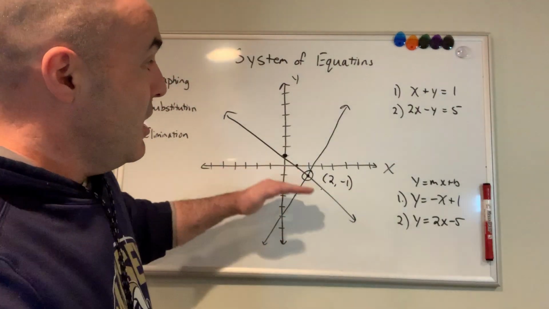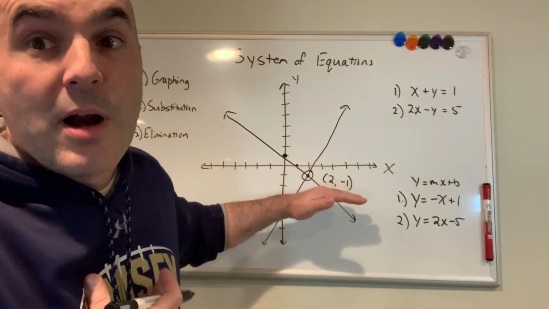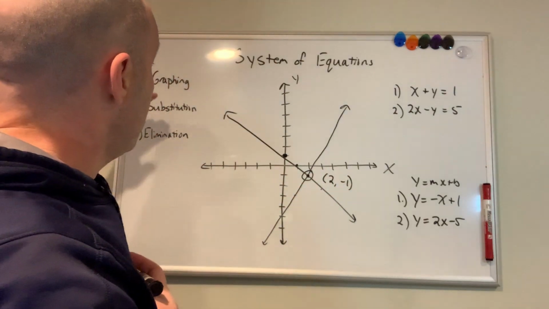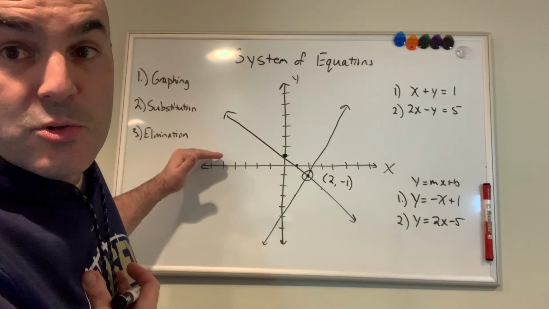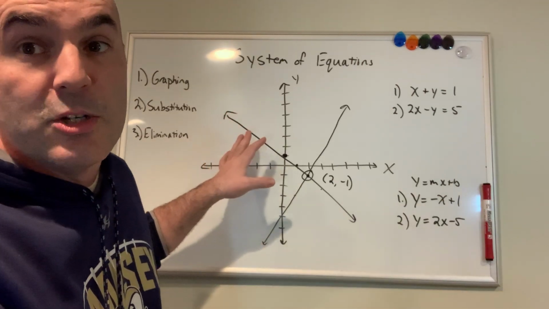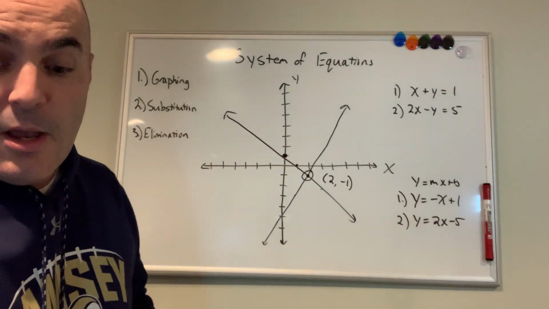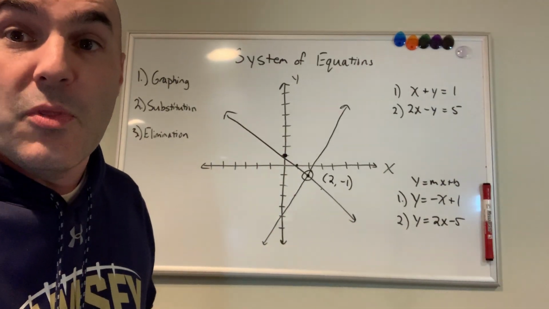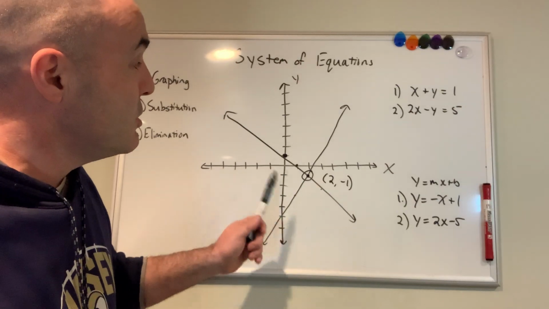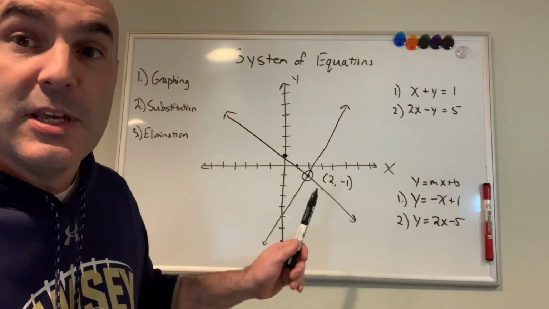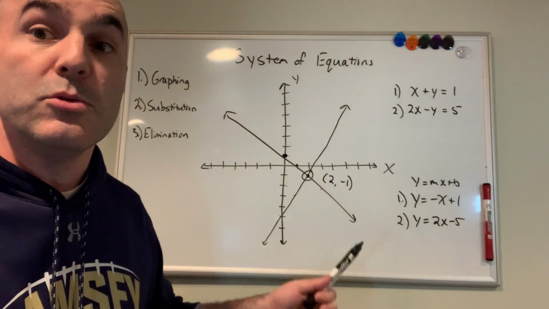Okay, now I can be more comfortable with the answer if I was using one of the other methods like substitution or elimination, because that just requires me to do algebra, and my algebra is much better than my artistic ability. Okay, so that is going to be our one solution right here, and I'll come back in the next video and we'll talk about a no solution case.